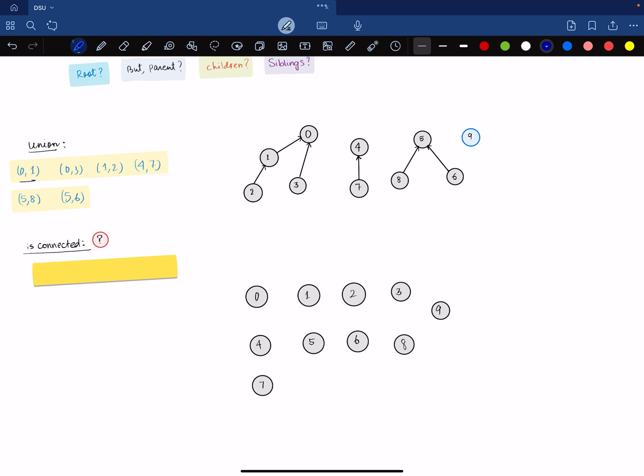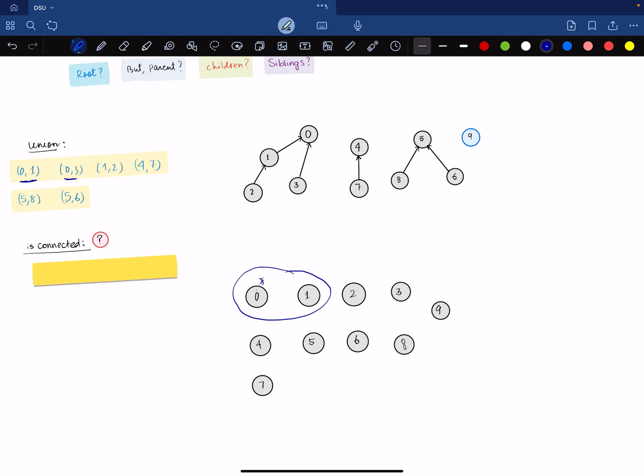Every time we are connecting two nodes, we'll consider one of the nodes as the root and we'll attach the other node to the root node. For example, in the case of 0 and 1, we'll consider 0 as the root and we will create a set, something like this, where we have 0 and 1. All right. Now, hey, can we connect 0 and 3?